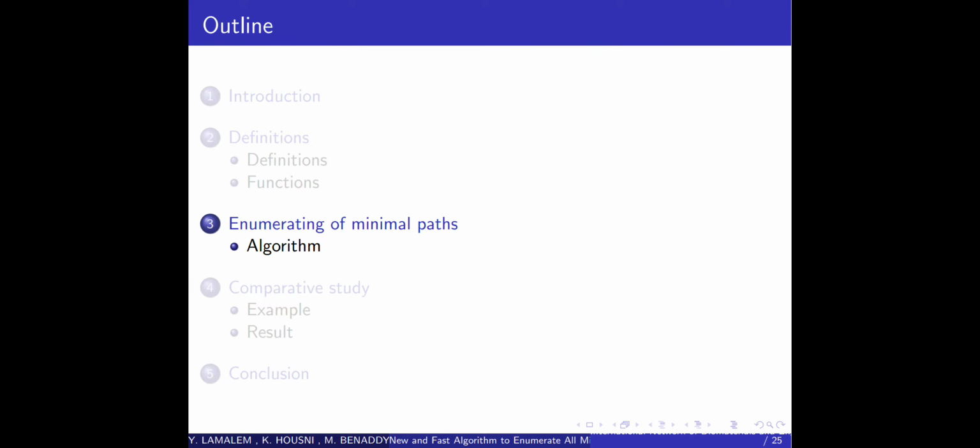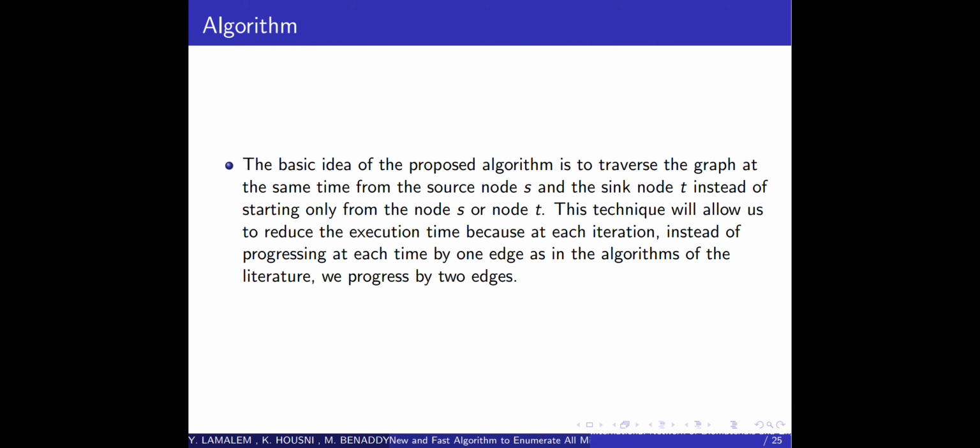Now we have to explain the proposed algorithm. The basic idea of the proposed algorithm is to traverse the graph at the same time from the source node S to the sink node T, instead of starting only from the source node S or node T. This technique will allow us to reduce the execution time because at each iteration, instead of progressing by one edge at a time, as in the algorithms of the literature, we progress by two edges at the same time.